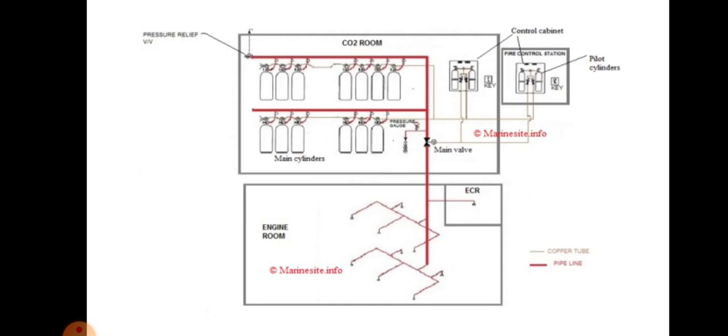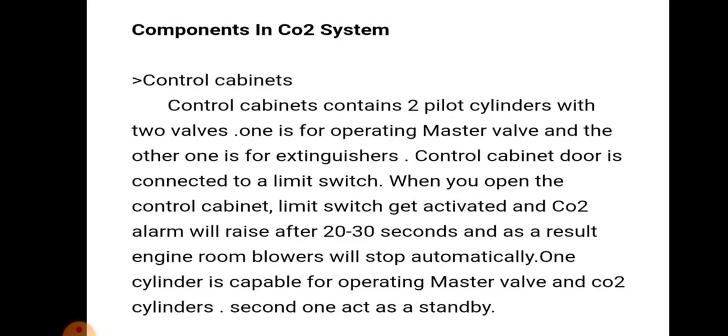This is a CO2 room. There we can see the pressure relief valve, engine room, fire control panel, pilot valves and so on. Components in CO2 systems: the control cabinet contains two pilot cylinders with two valves. One is for operating the master valve and the other is for the extinguisher.